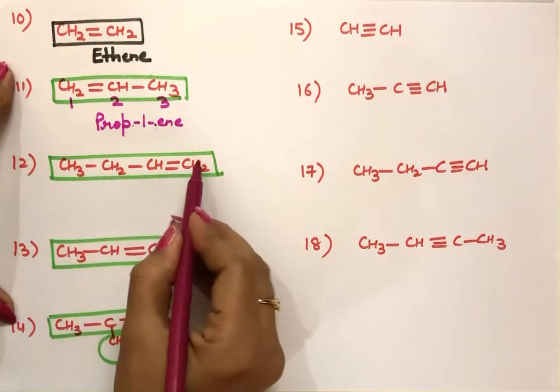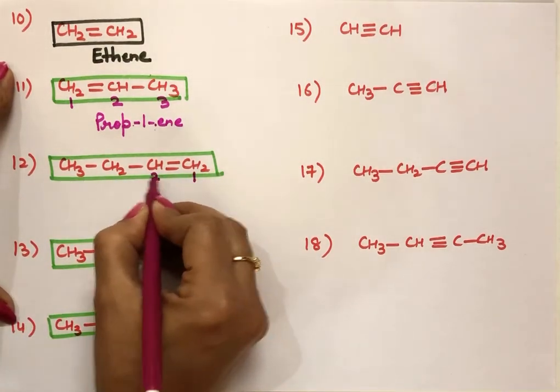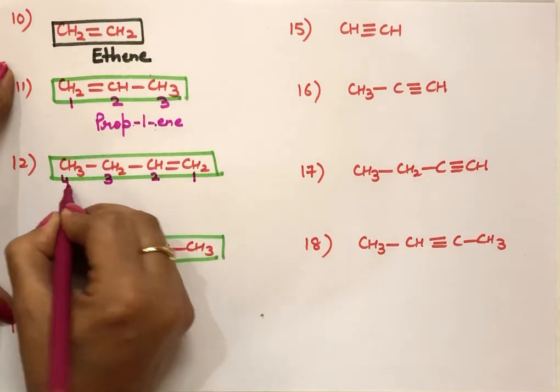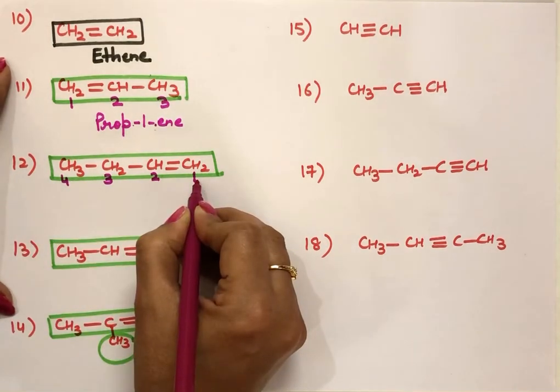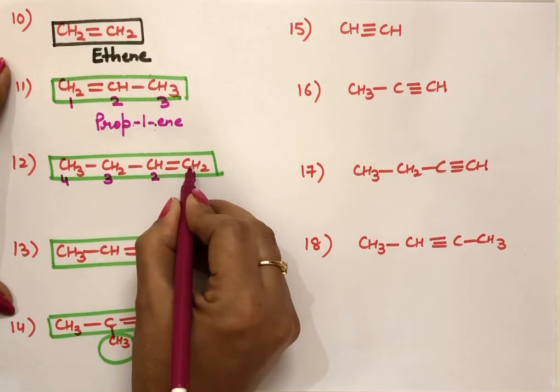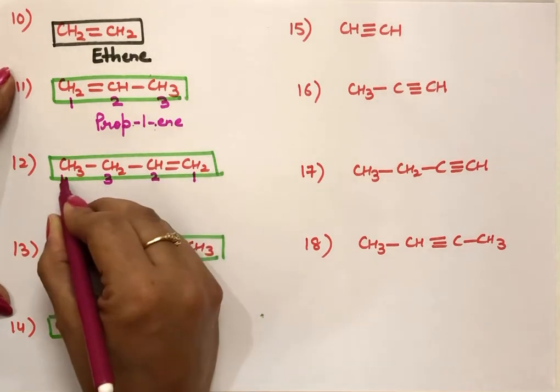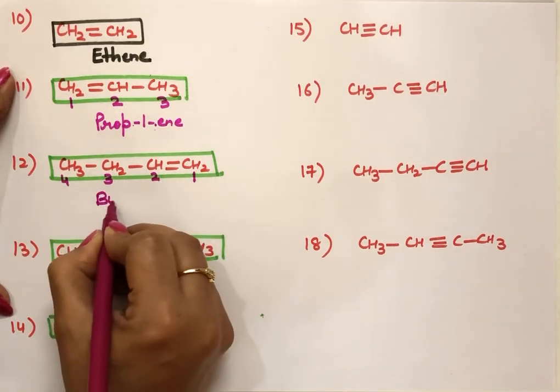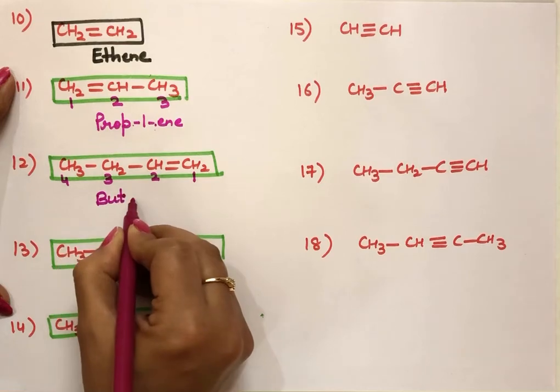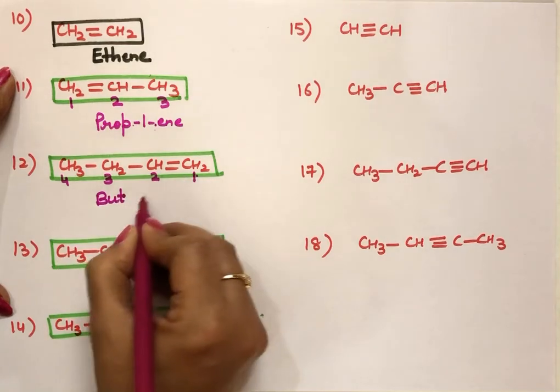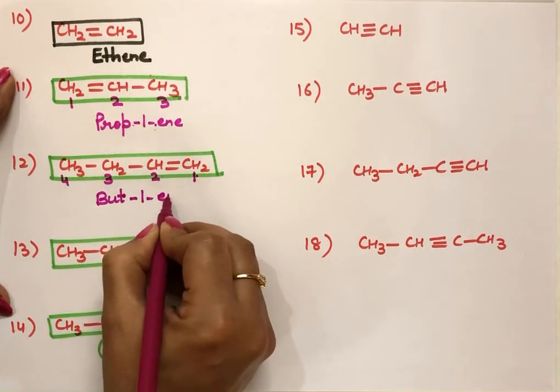Now this compound, numbering from right to left side, because this gives the 1 position to this carbon which has a double bond. But if I do it from this side, this carbon gets a 3rd position. So do the numbering from this side. Now in the chain there are 4 carbon atoms, write but. Then ene, but before ene its position, it's 1. So but-1-ene is the name.